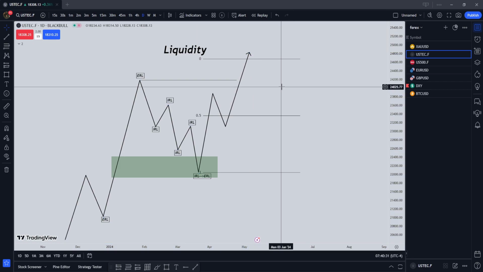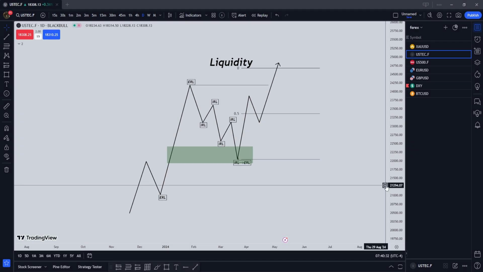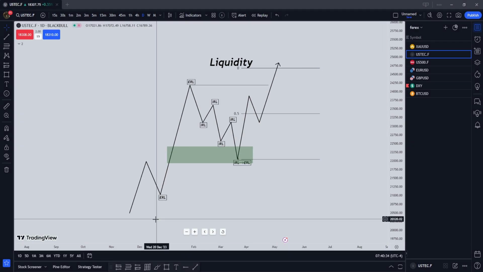As simple as that. What I forgot to mention in the video was that price moves from internal to external and from external to internal range liquidity. This is necessary to know when you're trading. Now let's go ahead and look at the charts.